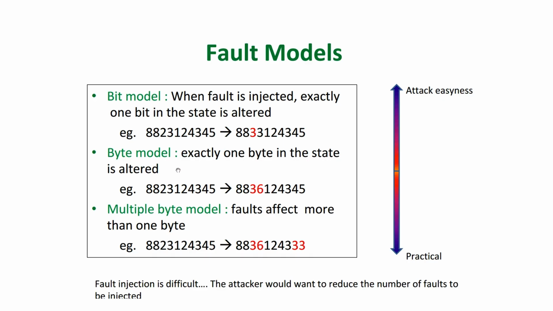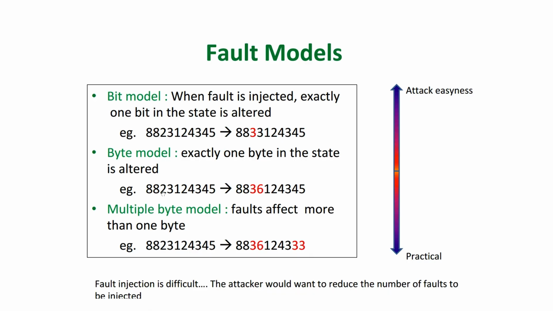Another fault model is known as the byte fault model. Here what we assume is that one byte in this entire state has been modified. So, we have 8823124345, which has changed to 8836124345. Essentially, this 23 has become 36. The assumption here is that this specific byte of 23 could change to any of the other 255 different values, but the other bytes like 88, 12, 43 and 45 are not affected by the fault.